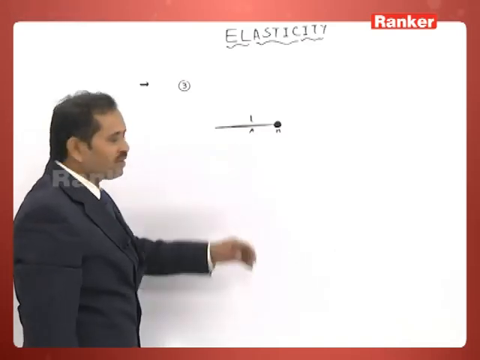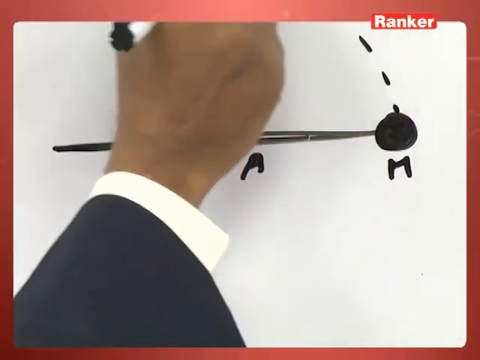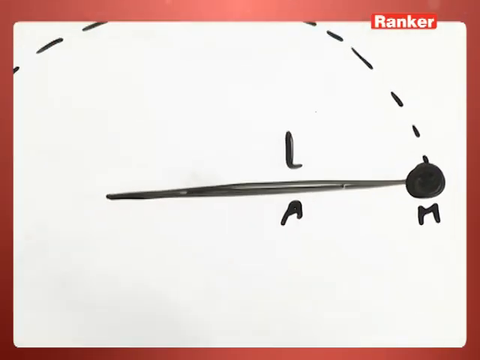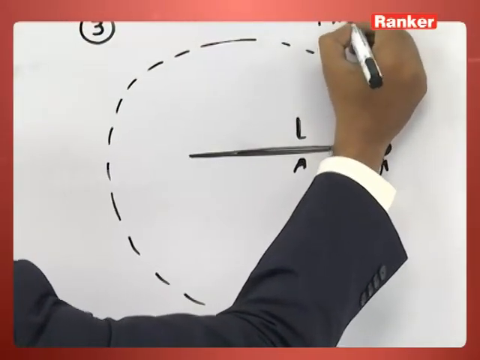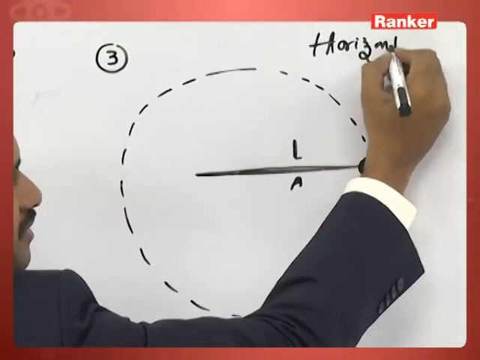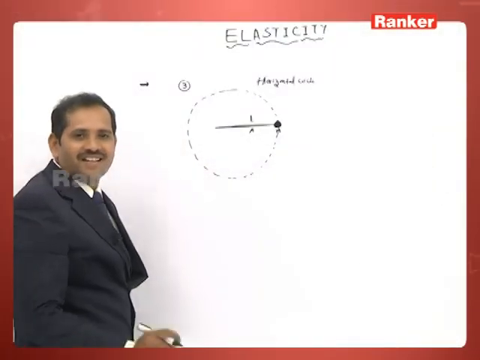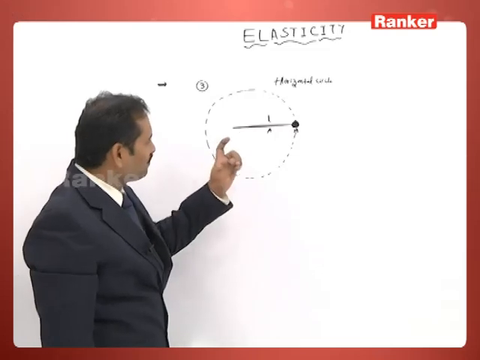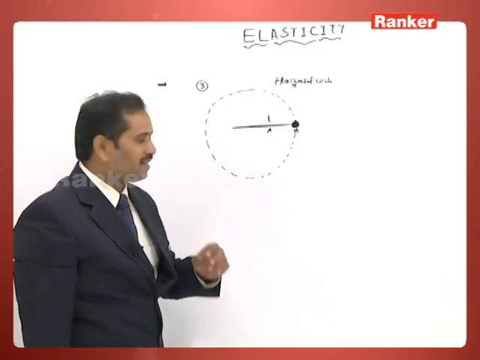Another end is connected to a mass M. And now this string is set into a horizontal circle. Very important thing. Horizontal circle means it is free from gravity.